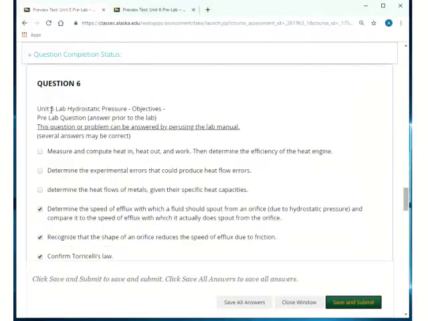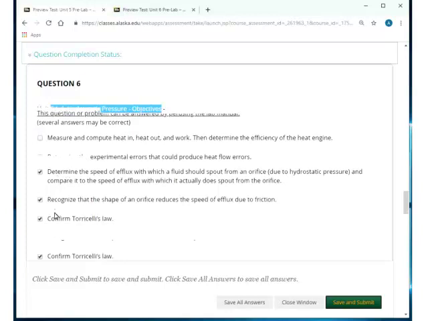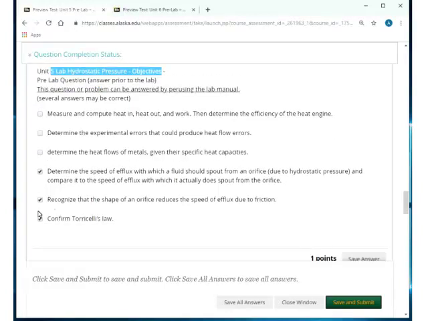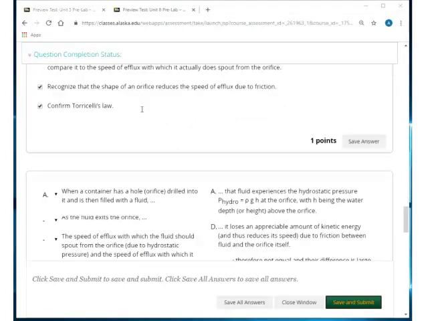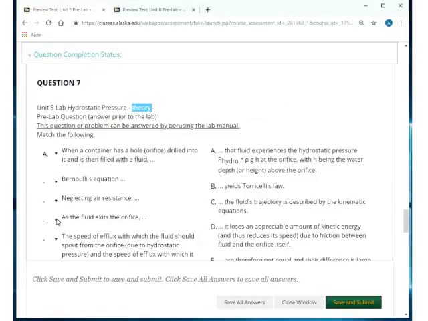Question 6 now is about the lab on hydrostatic pressure. These are the objectives. There are 3 of them, these. Then this is the theory part. Again, they're in the correct order.